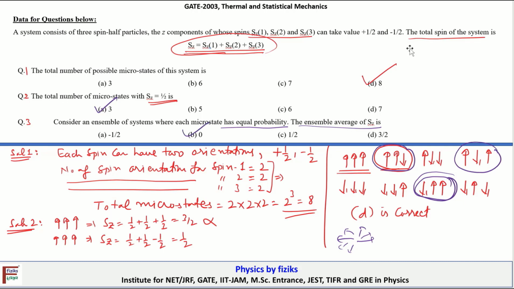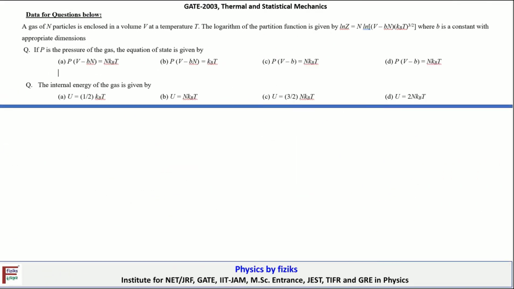Okay, so let's continue our discussion with the last question from the GATE 2003 examination. The common statement for these 2 questions is: a gas of n particles is enclosed in a volume V at a temperature T. The logarithm of the partition function is given by this expression, so we are given the expression for ln z, where V is a constant with appropriate dimension. If P is the pressure of the gas, the equation of state is given by. Okay, so let's continue with problem 1.